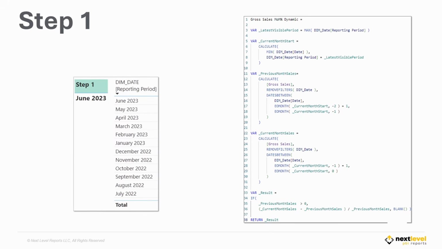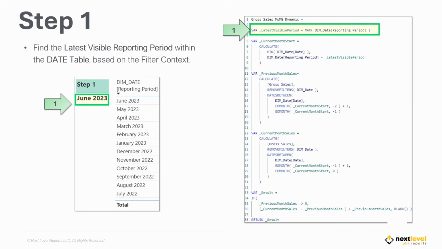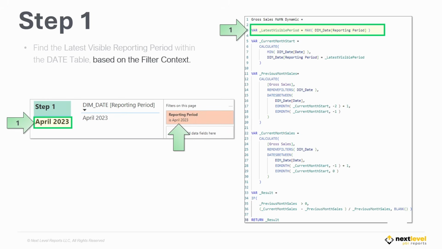Our first step here is to find the latest reporting period visible within the report. We can see here our latest reporting period is June of 2023. We don't have any filters applied. So therefore, we see June of 2023 as the latest reporting period within the date table of the report. And in this report, the reporting period is referencing the month year. Now, the latest reporting period could change based on the filter context. Here we can see we filtered the report to April of 2023. So therefore, that now becomes the latest reporting period visible in the report right now.